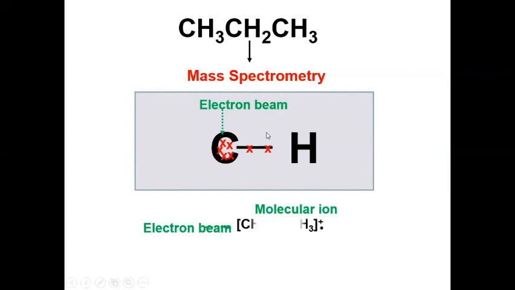Then what will happen? One electron from the core electrons of the carbon will be evacuated out, and then we will get this molecular ion or a radical. This is the formation of a molecular ion peak in a mass spectrum, in mass spectrometry.